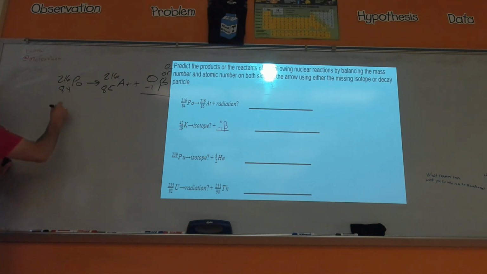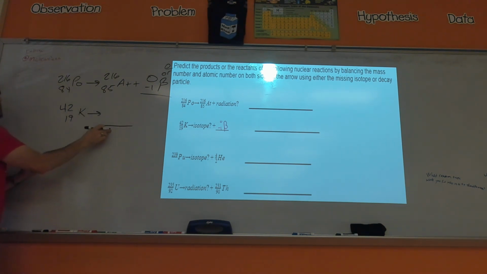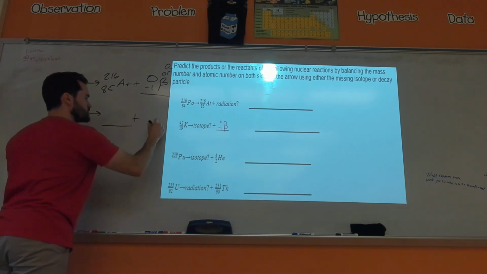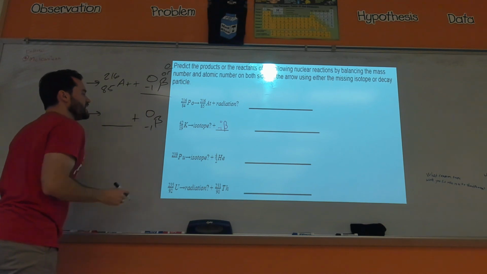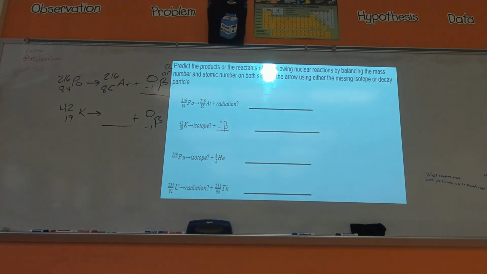Second one, they're telling us we have potassium 42. And now they're kind of flipping on us. They're telling us we need to find the isotope that comes from potassium 42, given that it's undergone beta decay. So what would be the isotope that we get from beta decay? If we do beta decay, what would we get out of that? Remember, left side and right side have to equal each other.